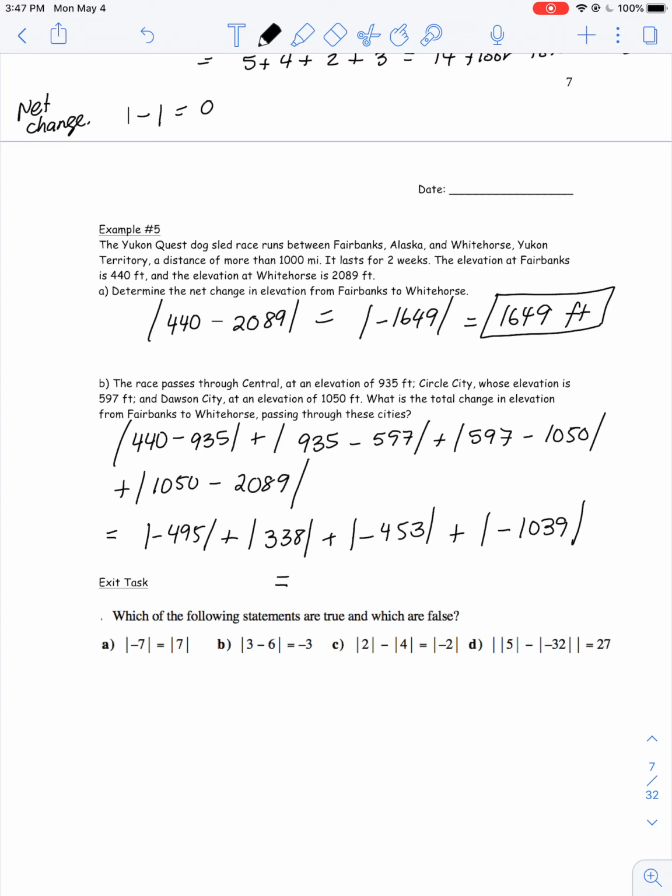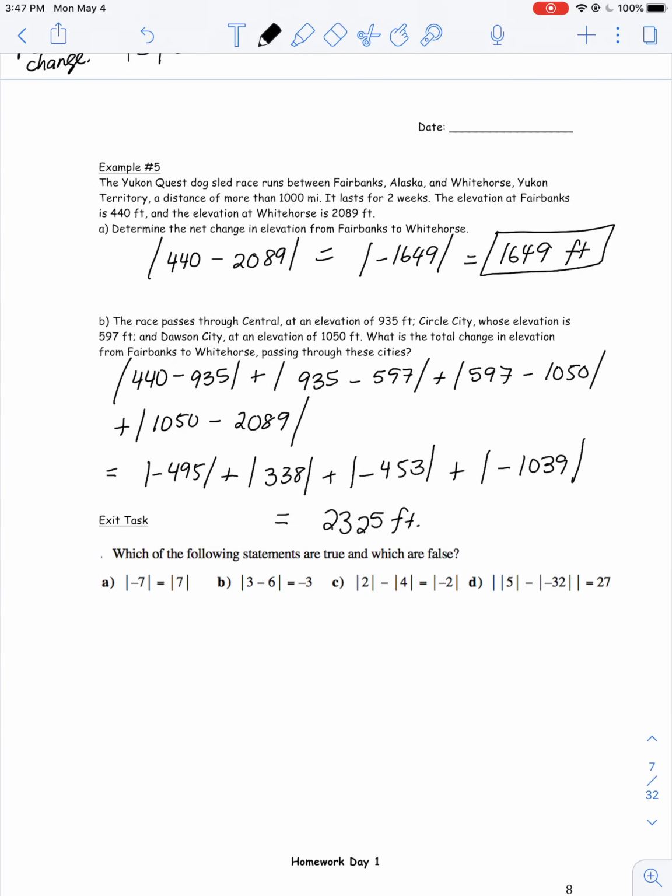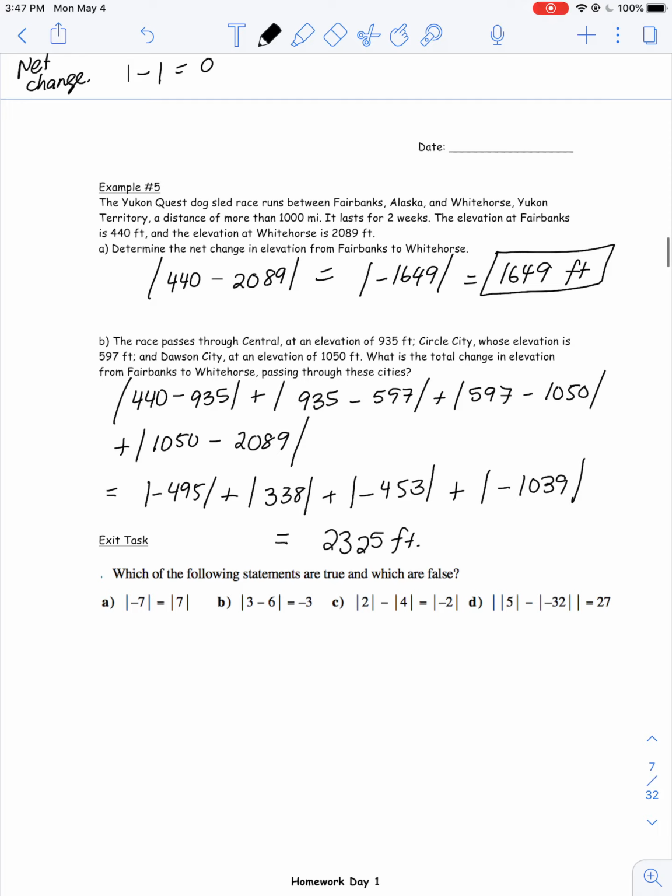So now we have to just add the numbers up. The absolutes make all the negatives become positive. And we should get that the total change was 2,325 feet. When we add up all the numbers, remember all the negatives become positive.